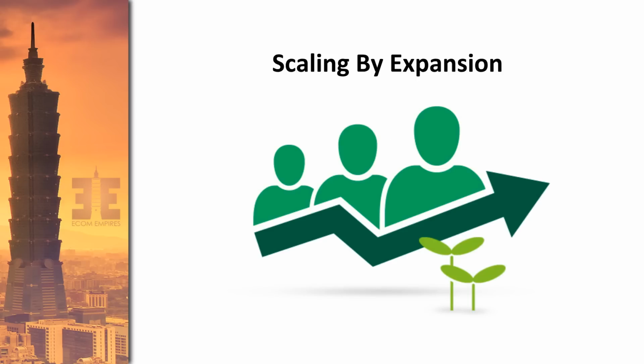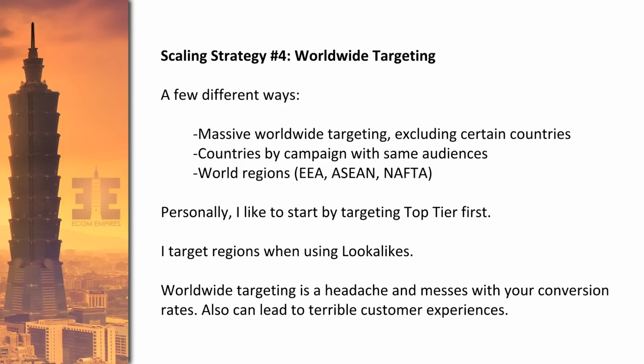Now, scaling by expansion is different than budget, because this is where we start to find new audiences to reach into a test. All right. So, scaling by expansion, number one is worldwide targeting. A few different ways. We kind of already talked about this, but you can scale massive worldwide targeting, where you just set worldwide and then exclude all countries or continents you don't want to target. You could do countries by campaign, or you could do world regions.